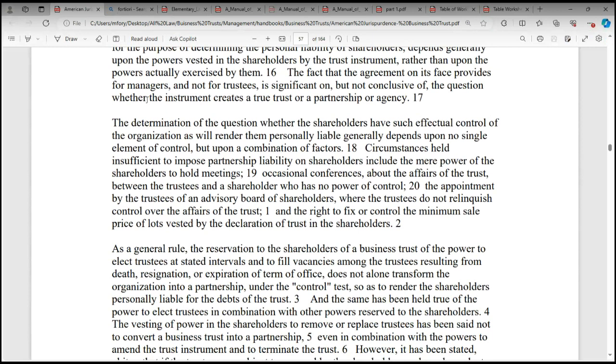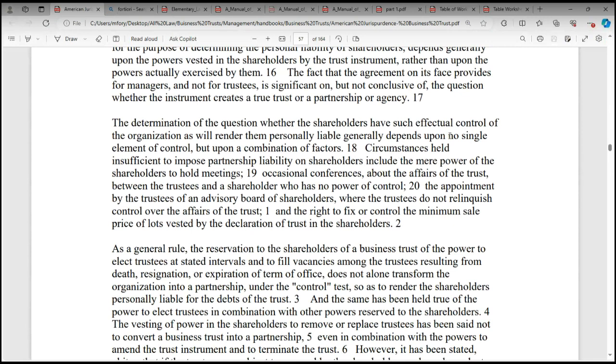The determination of the question whether the shareholders have such effectual control of the organization as will render them personally liable generally depends on no single element of control. So not one thing. You know how earlier we were talking about what makes a corporation, right? You've got five things that are basically the same on both sides of a corporation and a trust, but then you have to add other characteristics of a corporation to your trust so that it will look like a corporation. Same concept here. It's the exact same thing for a partnership. But they're telling you that no single one. So there could be three things as a given through its nature that are similar to partnerships and business trusts.